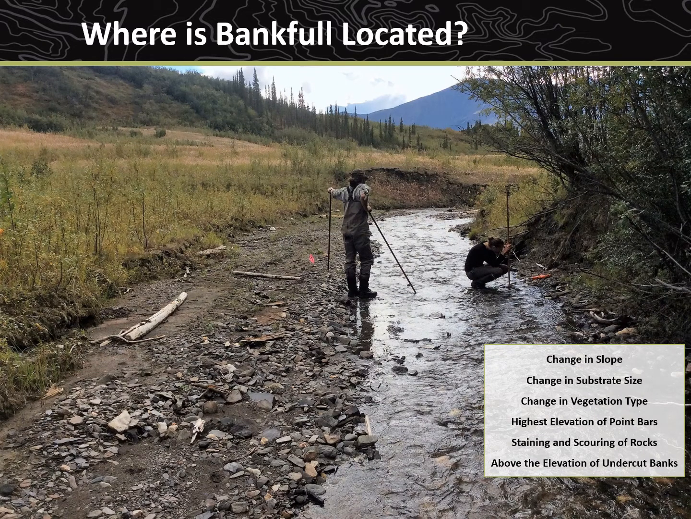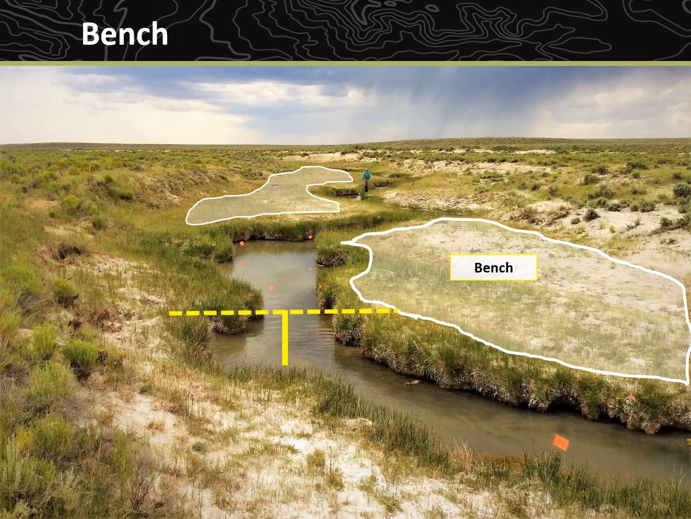Where is bankfull on this stream? This is where bankfull is located. A change in slope and vegetation type can be used to identify it. This concludes the module on bankfull.